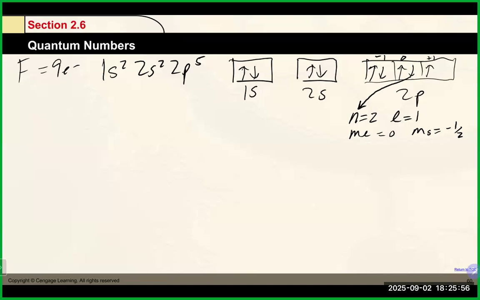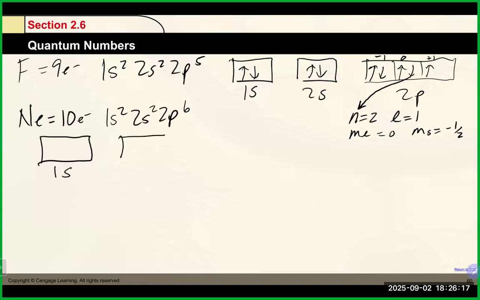And lastly here, neon, which is 10. We'll do 1s2, 2s2, 2p6. That is now going to fill up our p subshell in this case. And a little bit of orbital diagram happening here.